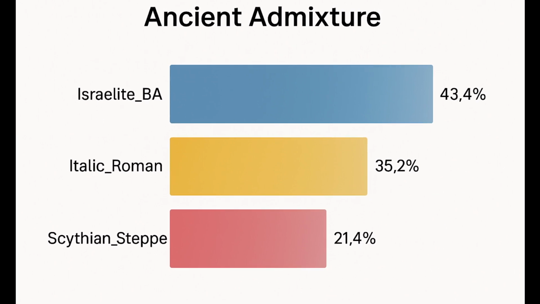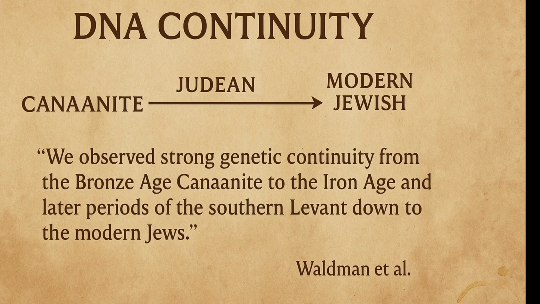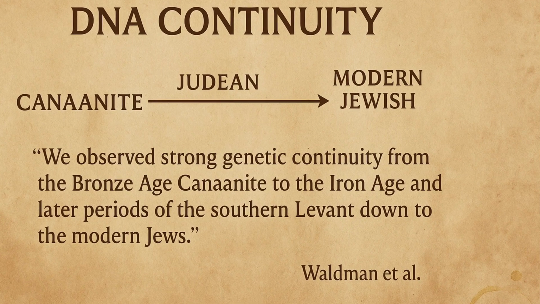Israelite Bronze Age, 43.4%. Italic Roman, 35.2%. Scythian Steppe, 21.4%. These ancient components match key chapters in Jewish history, starting in the Levant, moving west to Rome, and later north into Europe.